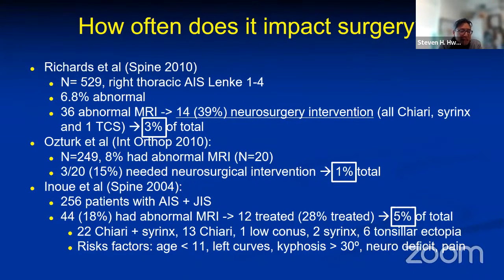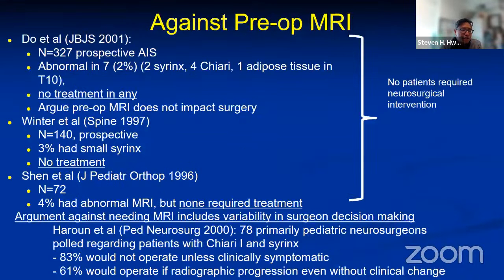So not every Chiari needs an intervention, not every radiographic tethered cord needs an intervention, certainly not every syrinx needs an intervention. So in the literature, it's somewhere around that 1 to 3 to 5%. And some papers suggest it's actually zero. The Doe's paper, Winter, and Shen each had papers with smaller groups of patients, up to about 320 patients. But really, in those patients, none of them required treatment.